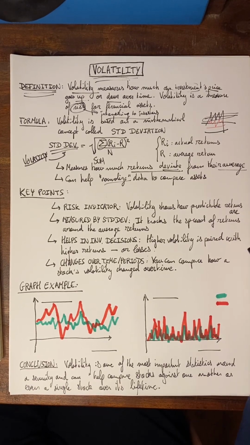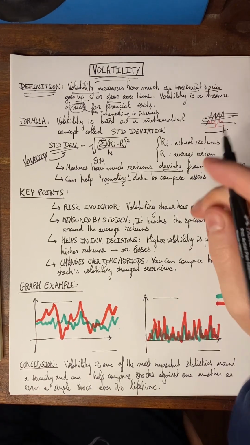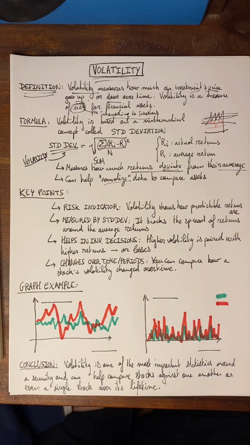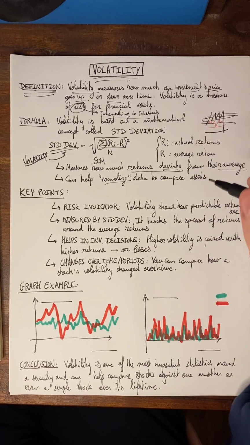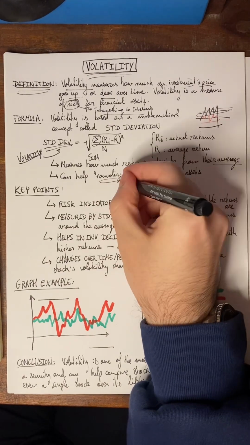So for example, I don't know the price right now for Berkshire Hathaway, Warren Buffett's stock, but it's around like 400,000 USD, and you can compare it to a stock that is $200 per share, because it is normalized.